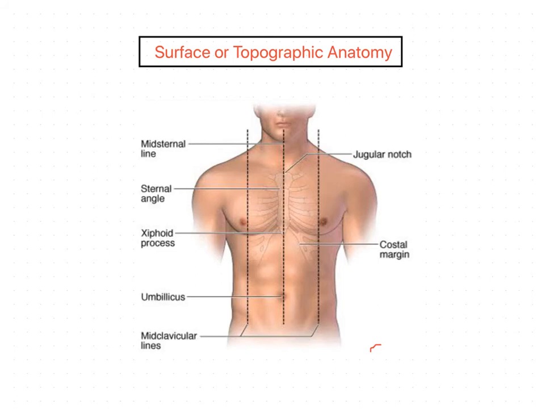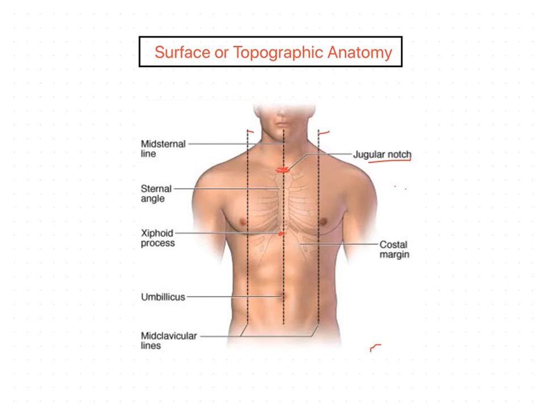So here we can see these are the mid-clavicular lines. These two are the mid-clavicular lines, and this picture is related to the study of the thorax. Here you can find this part is called the jugular notch, where the sternum is located, and the end point here is the xiphoid process. This is called the mid-sternal line. Along this mid-sternal line we can find the sternum. Like that we have to study on the surface.